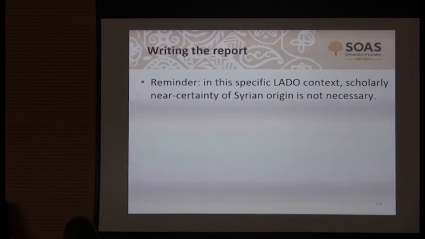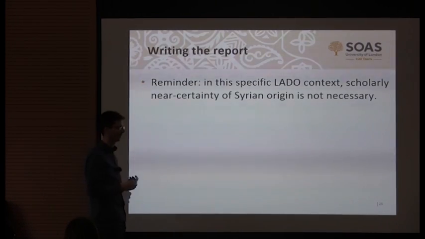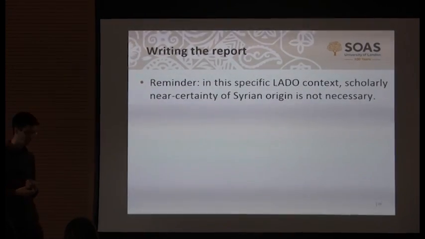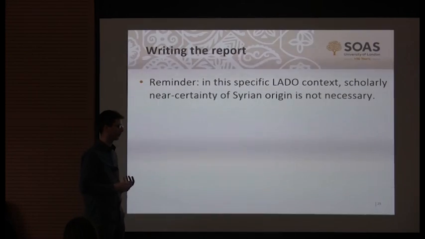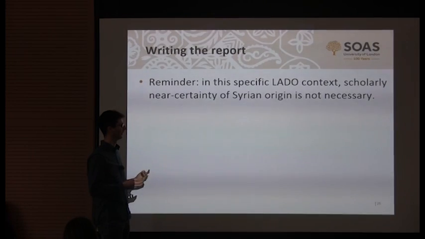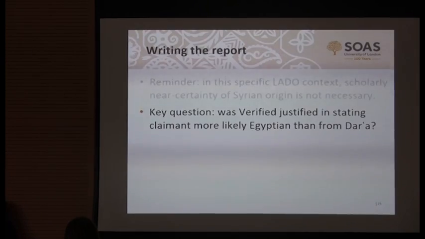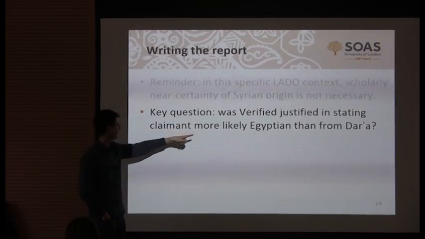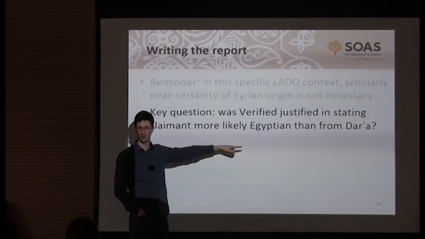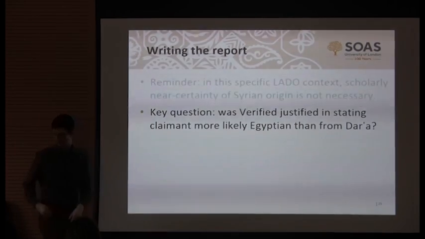Okay. So, I want to remind you that it's not necessary in this particular context to be able to say with certainty, or near certainty even, that this person is from Syria. That's not necessary. The question is this: was Verified justified in stating that the claimant is more likely to be Egyptian than to be from Deraa? That's the only question in this particular context that we have to answer, okay?